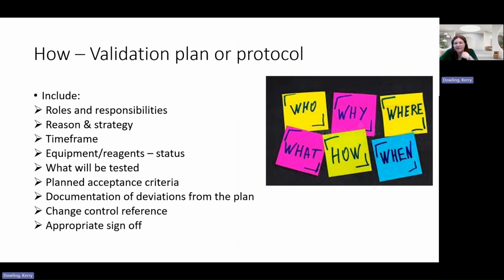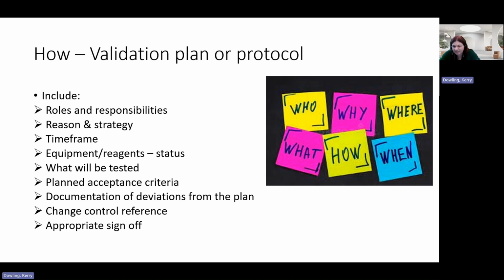Your validation plan should really include this list of things. So roles and responsibilities, who's going to do this, who's responsible for what, the reason that you're doing it, what's the strategy for doing it, why are you doing it, and how are you going to do it, the time frame that you expect it to be done in. If you are using equipment and reagents, what's their status at the time? So you should be using validated equipment to validate a new piece of equipment. So you've got that kind of traceability through.